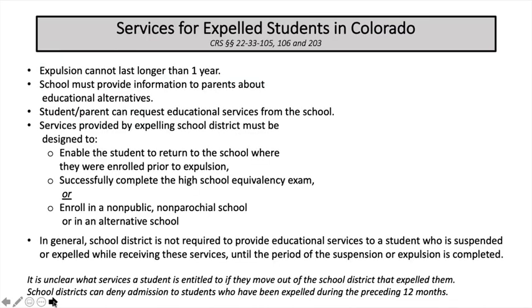Services for expelled students. So first off, an expulsion cannot last longer than 1 year, which is really a pretty long time. The school must provide information to parents about educational alternatives. Student parent can ask for educational services from the school. And in terms of those educational services, they need to be designed to enable the student to return to the school where they were enrolled prior to expulsion, to successfully complete the high school equivalency exam, or to enroll in a non-public, non-parochial school or in an alternative school.